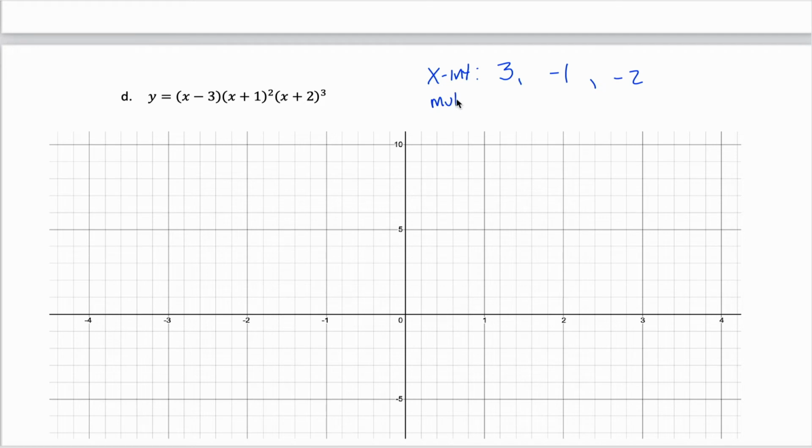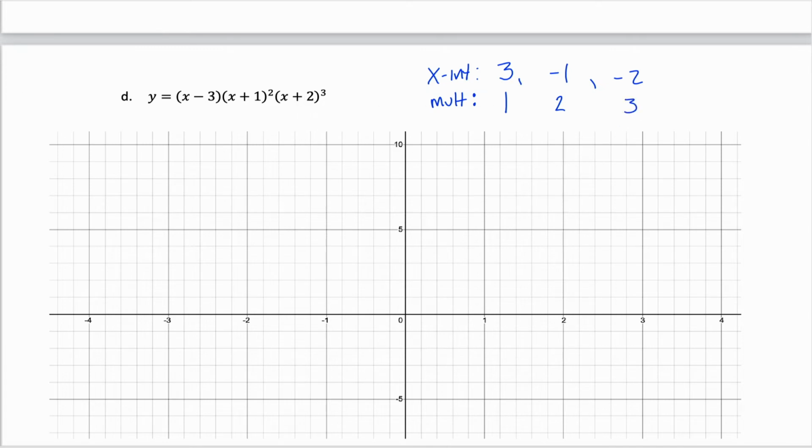And while we're here, we might as well make note of the corresponding multiplicities. This root of 3 corresponded with this factor of x minus 3, and this x minus 3 is raised to the first power, so the multiplicity of the root at 3 is just 1. The multiplicity of the root at -1 from this factor is this 2. Its multiplicity is 2.